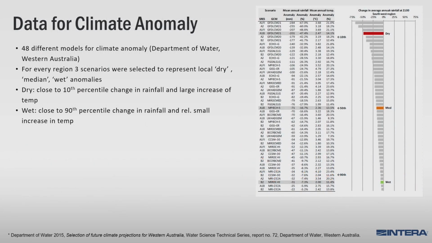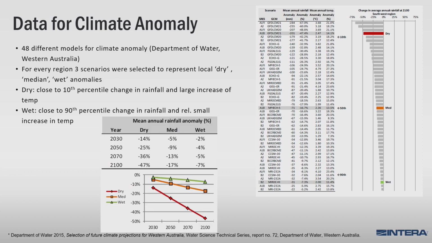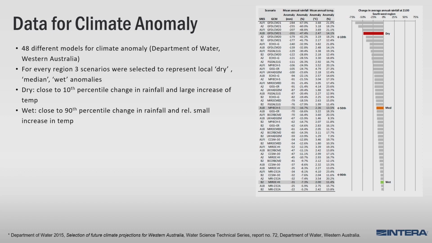Okay, so now let's move to the main part, the predictive period. The data we had for the climate anomaly scenarios were from a study the Department of Water of Western Australia published. They had 48 different GCMs and adapted those to the different regions in Western Australia. You can see on the right-hand side, oops, this was the wrong one. How do I go back? Yeah. Those are the 48 models for the region where our project site was.